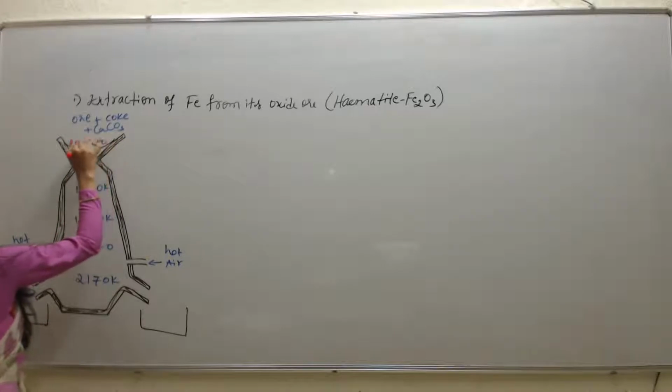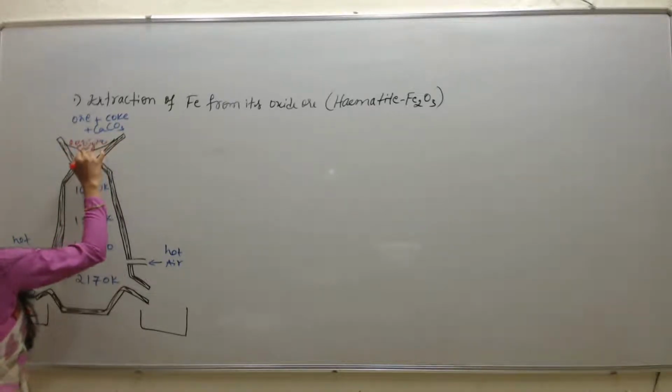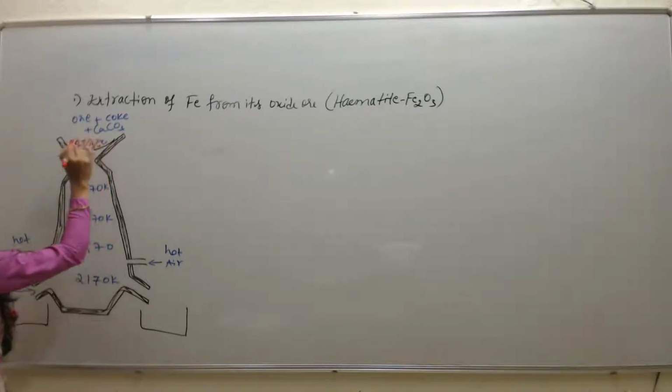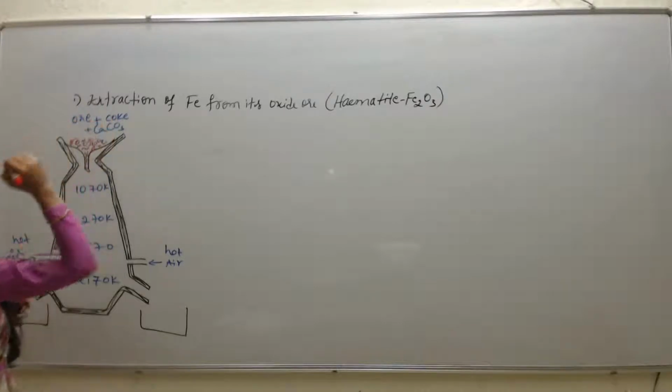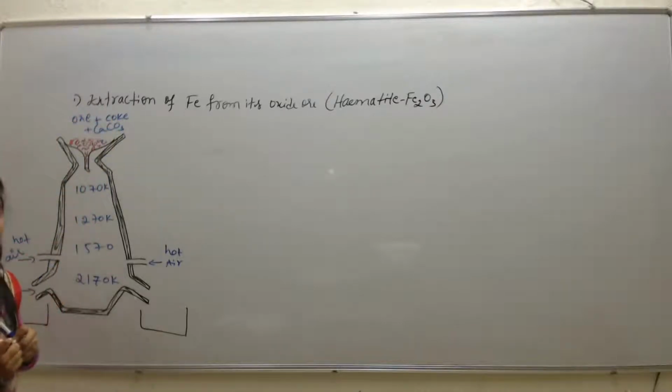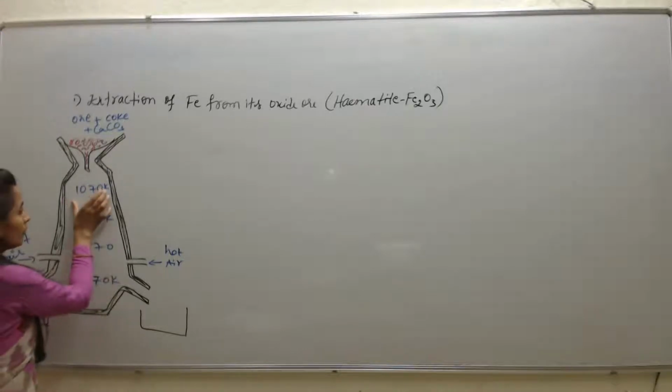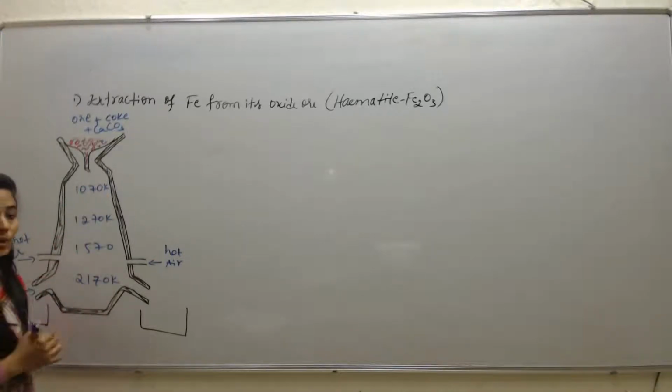So this is the ore particle; gangue particles may be present in this ore, plus coke plus calcium carbonate. This is the typical diagram of the blast furnace. So students, here different temperatures are there. In the bottom of the furnace, high temperature is there. In the top of the furnace, low temperature is there.